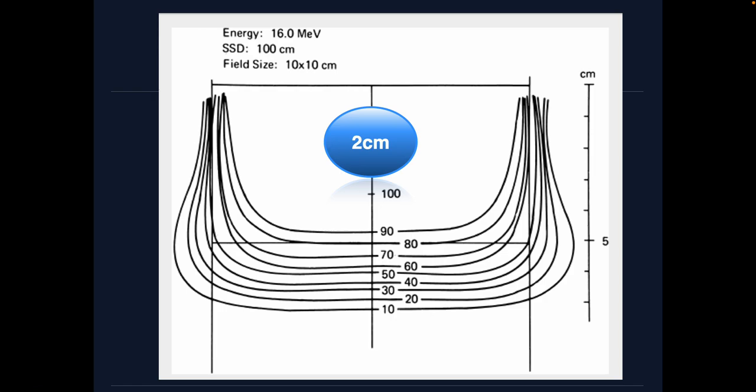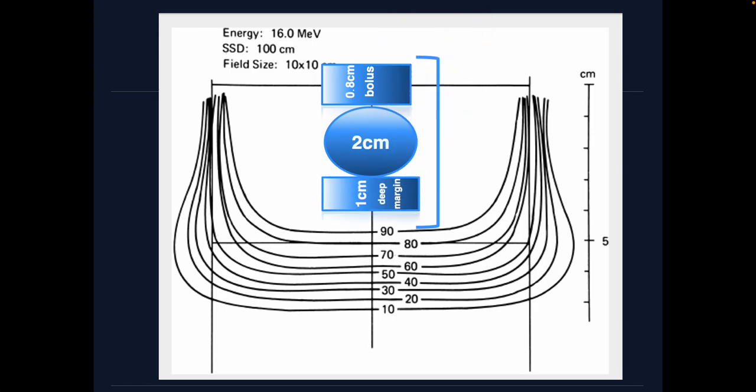If your tumor thickness is 2 centimeter, don't forget that you need at least 0.5 centimeter or 1 centimeter at depth. So when you calculate the volume to be treated, you will have the tumor thickness, which is 2 centimeter. You will have 1 centimeter depth as a margin, or 0.5 centimeter as a margin, or a few millimeter if there is a natural barrier or whatever.